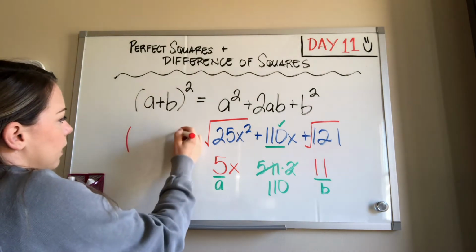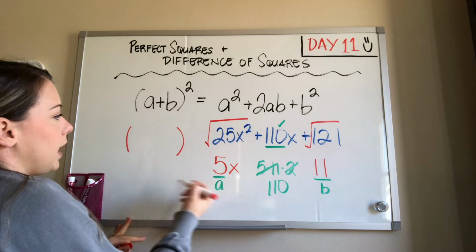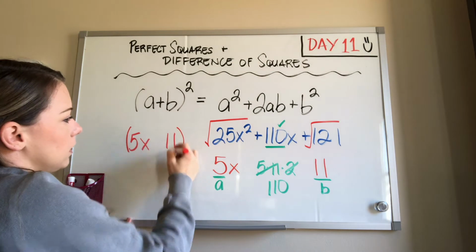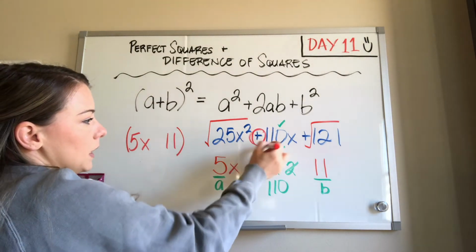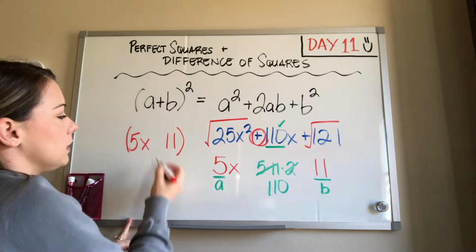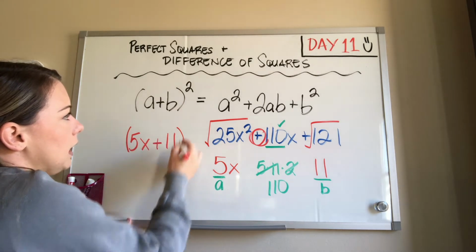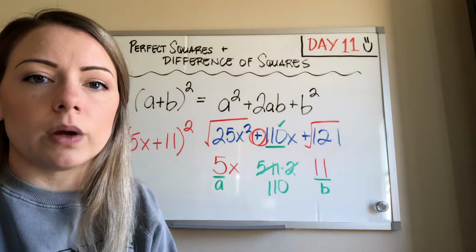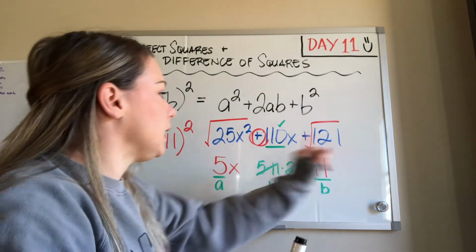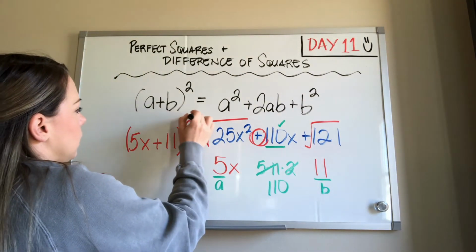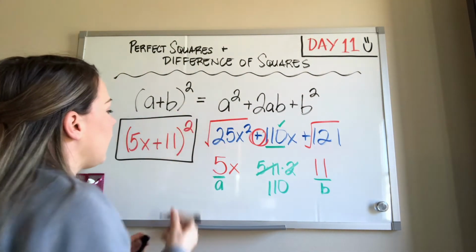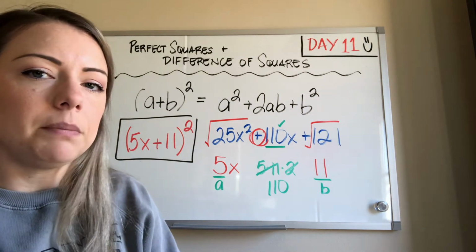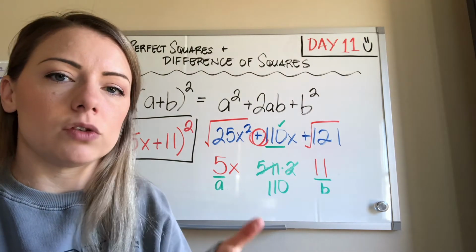I have to have A, which is 5x, and B, which is 11. And we know that this is a sum because it has an addition sign, a positive, therefore this would be plus. And then finally, I have an exponent of 2 because I have a perfect squared binomial creating this polynomial. So my answer is (5x plus 11) squared. I hope that made a little bit better sense to you compared to just reading your notes by yourself.